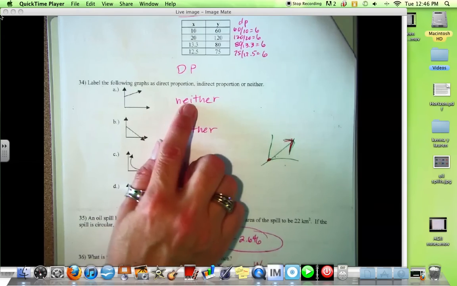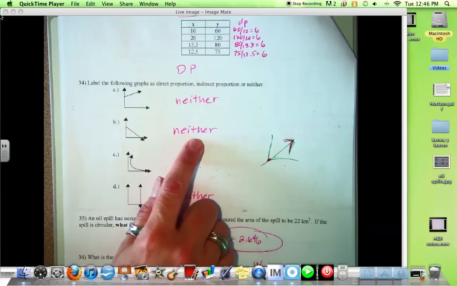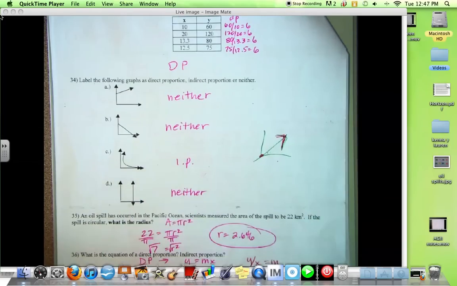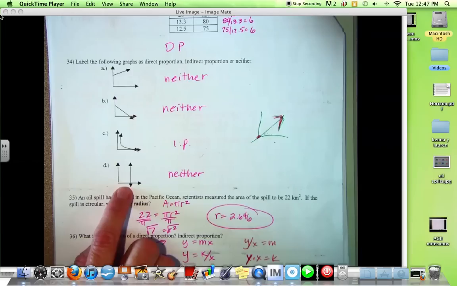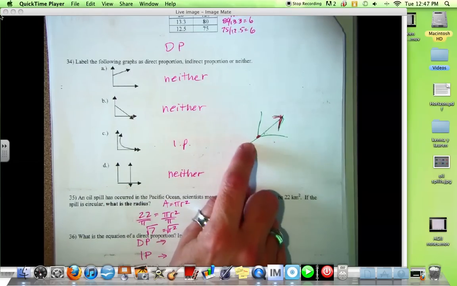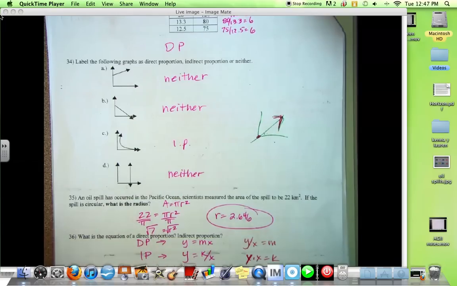34. Neither for A, neither for B, inversely proportional for C. D is neither. If it's directly proportional, it goes through the origin and it's linear.